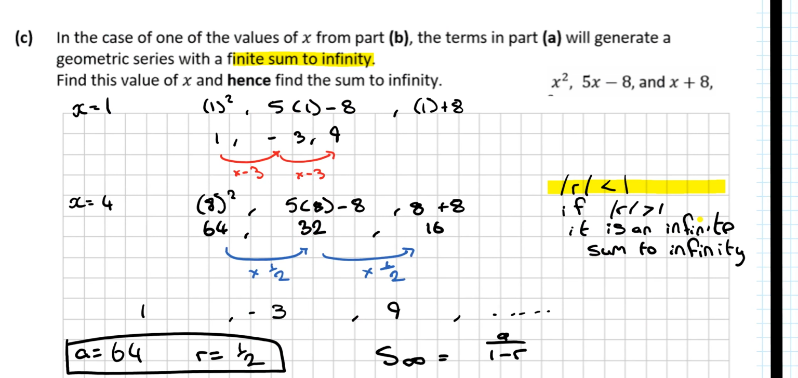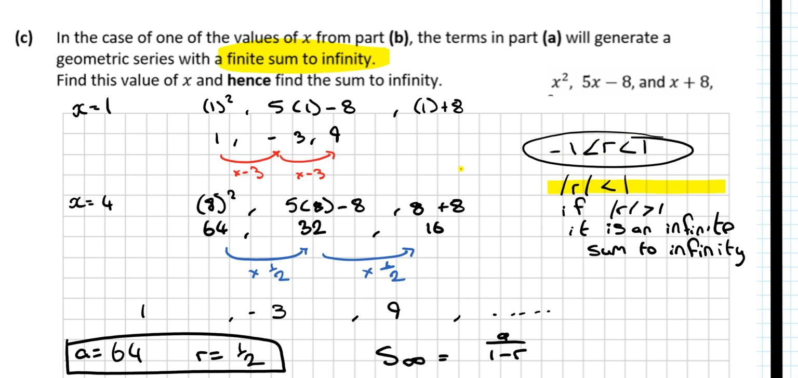In the case of one of the values of x from part B, the terms in part A will generate a geometric series with a finite sum to infinity. Important to note, if it's a geometric series and the sum to infinity is finite, then the magnitude of the common ratio must be less than 1. So r must be between 1 and minus 1. Okay, that's important to note.